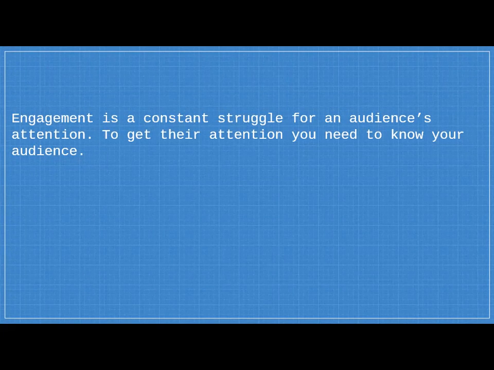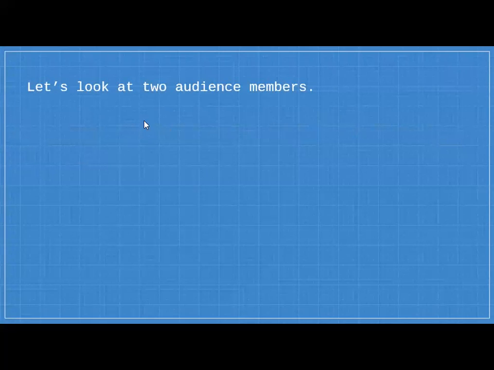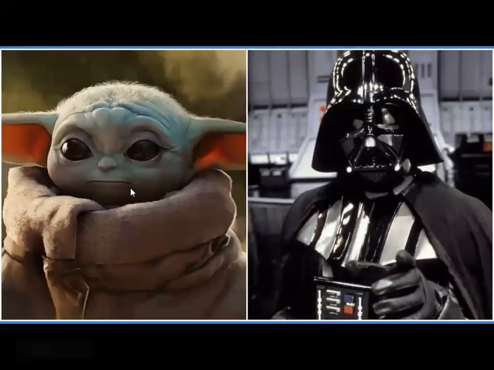Engagement is just this constant struggle for an audience's attention. To get their attention, you need to know your audience. So let's look at two audience members. We have Mr. Baby Yoda and Mr. Darth Vader. Now, they're going to be engaged with really, really different things. What keeps Baby Yoda interested will probably bore Darth Vader, and vice versa.